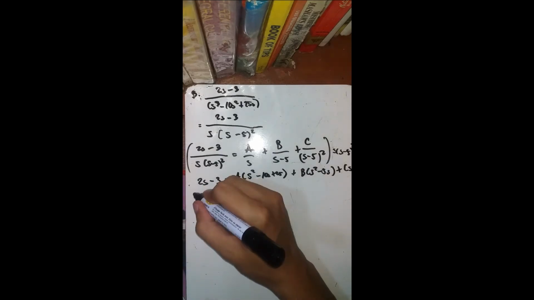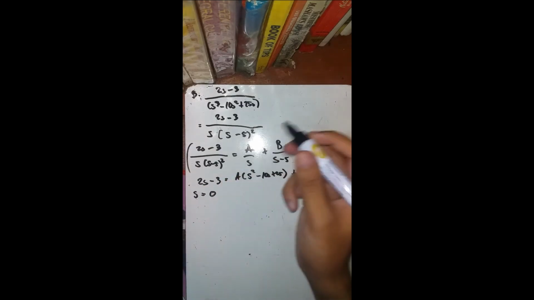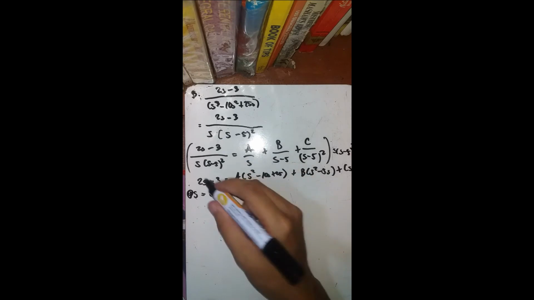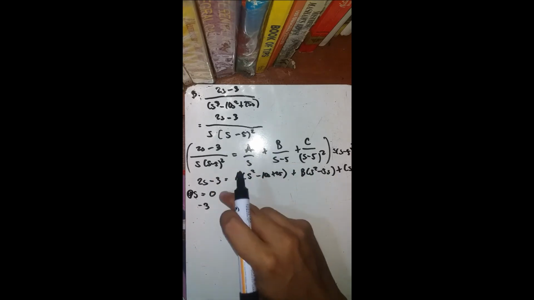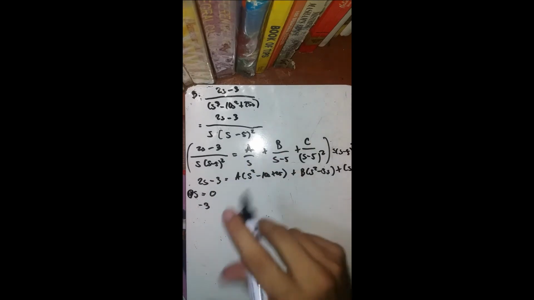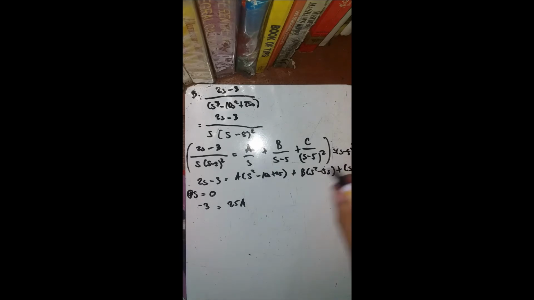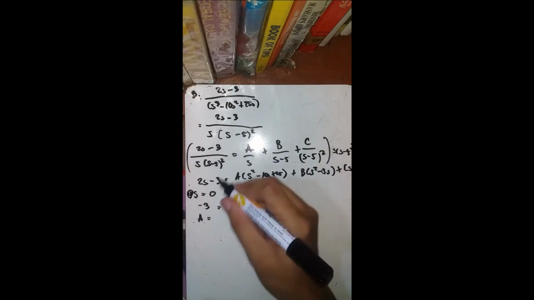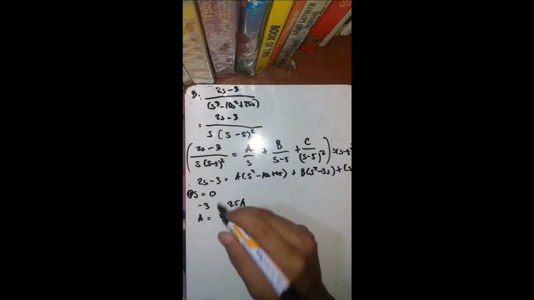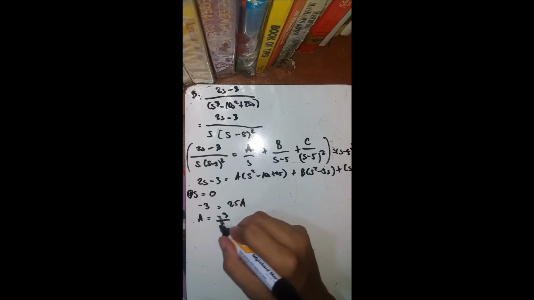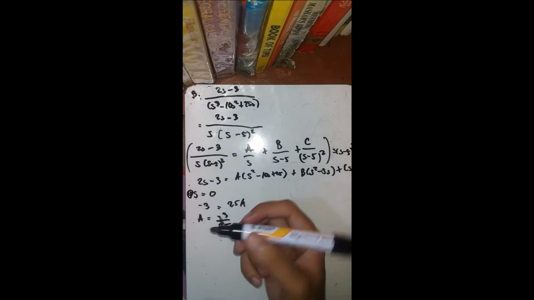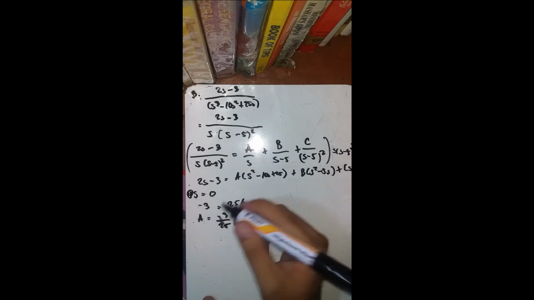Okay, to start off, we can say let s equal to 0. So we have here negative 3. We plug in everything that has s here, and we have equal to 25A. And here this will become 0. So your A here is equal to negative 3 over 25. This is our first variable.